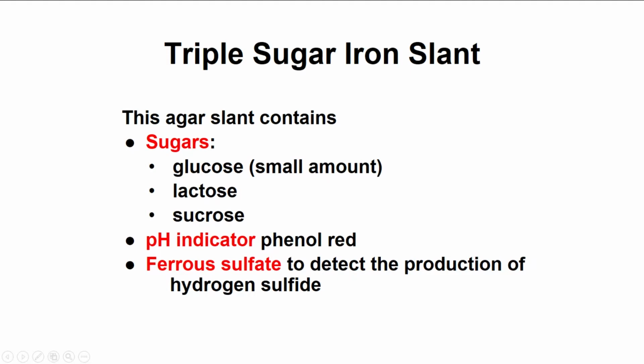All right, the last of your tubes is the triple sugar iron slant. This agar slant contains three types of sugars: a very tiny amount of glucose, just a little bit, and also some lactose and some sucrose. The pH indicator in here is phenol red. And we also have a secondary indicator that's not a pH indicator. It's called ferrous sulfate. It lets us detect the production of hydrogen sulfide. So if hydrogen sulfide is being produced, it'll react with the ferrous sulfate and create this black precipitate.